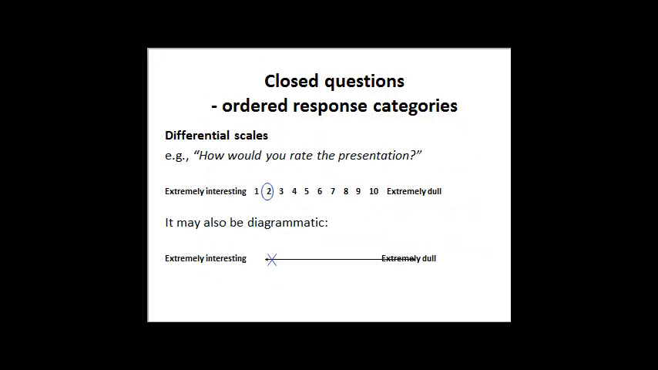Now, another example of closed questions in terms of the ordered response category are differential scales, as you can see in this example here. How would you rate the presentation? And then the researcher provides a scale from 1 to 10, ranging from extremely interesting to extremely dull. Or it may also be in the form of a diagram, as seen in the lower example. The disadvantage of doing this is that it removes a sense of meaning which you would get from a label, and it reduces it to a point on a scale. So this would be relatively difficult to analyze if you were to report this in your discussion.